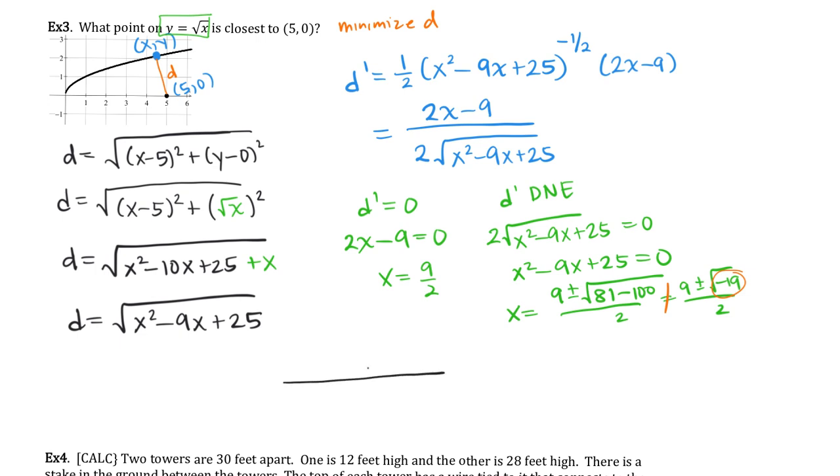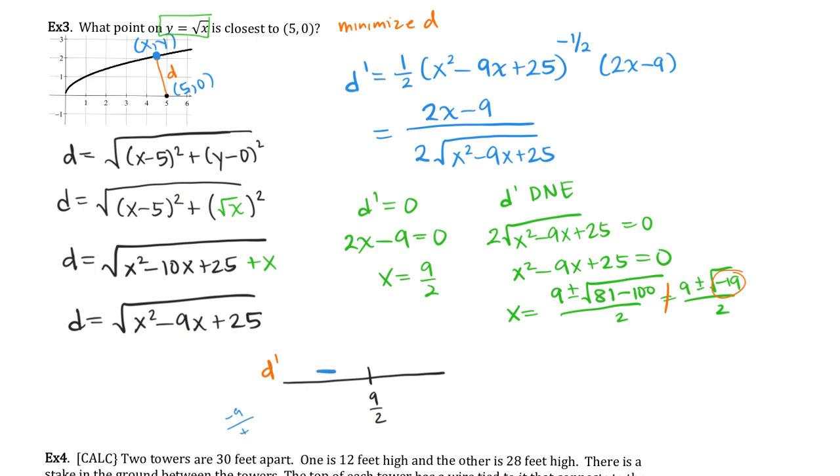So I'm going to make my number line. I'm going to put 9/2, and I'm going to check the sign of d prime. Okay, let me pick a number below 9/2. It's easy. I'm going to plug in 0. I'm plugging it into d prime, which is here. So if I plug in 0, at the top I get negative 9. At the bottom, I get 2 times the square root of 25, which is positive. So that's going to give me a negative here.